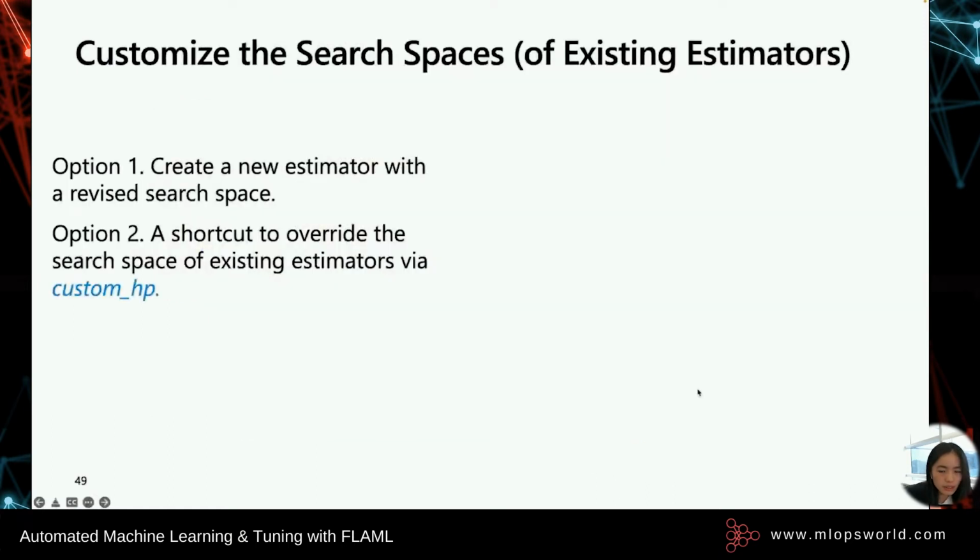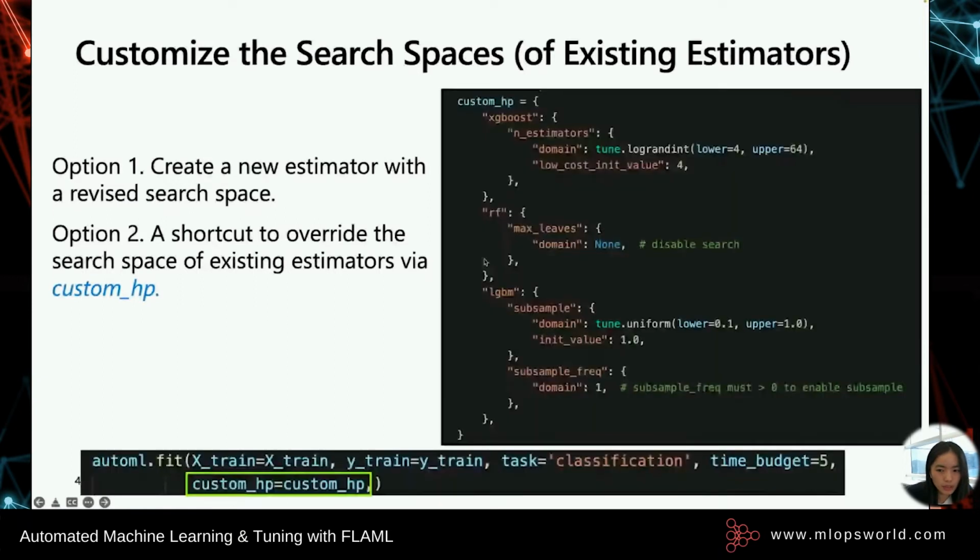Now that we have understood the nature and the structure of the search space, let's move on to see how to customize it if needed. There are basically two ways. The first option is to just create a new estimator with a revised search space, following the steps introduced before. And the second option, which is more convenient if you are just trying to revise the search space of existing estimators, is to override the search space by providing a custom HP as shown in this code example.